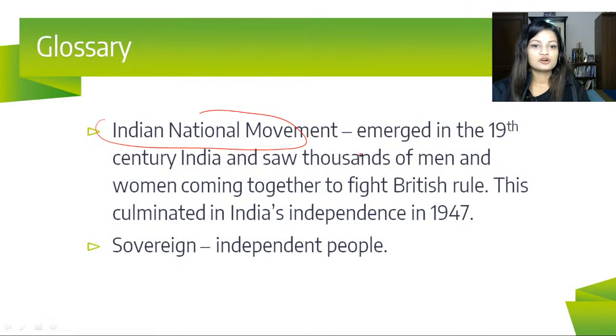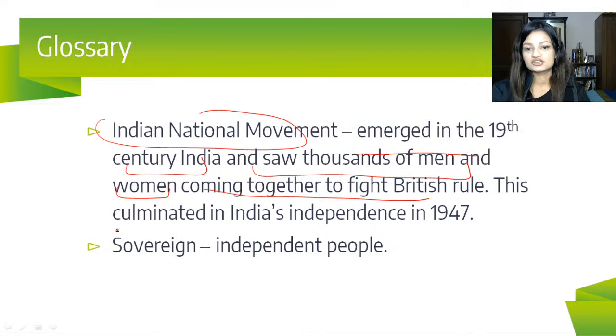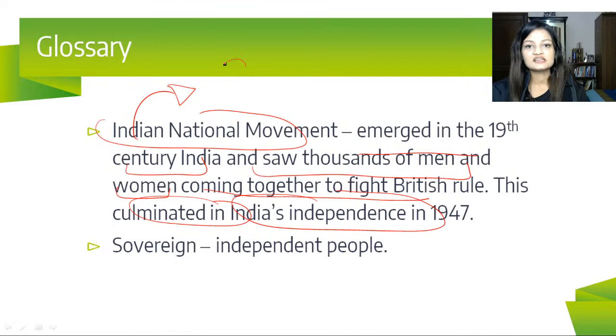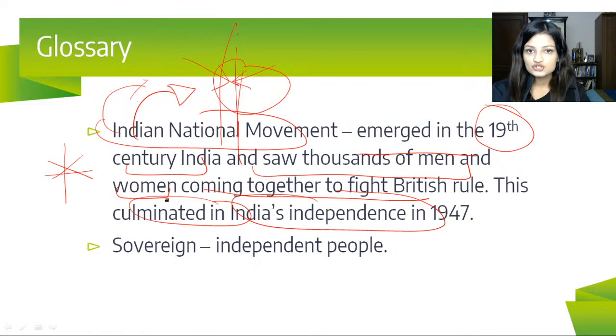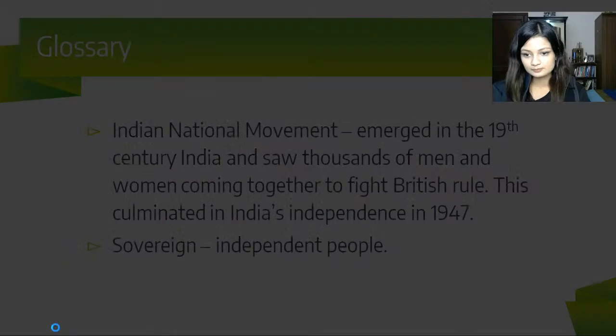Indian national movement emerged in the 19th century India and saw thousands of men and women coming together to fight the British rule. This culminated in India's independence in 1947. तो ये तो हमें पता ही है गाइस, हमें पता है कि इंडिया में फ्रीडम स्ट्रगल हुई थी क्योंकि ब्रिटिशर्स ने कब्जा कर लिया था इंडिया पे, एंड इन ऑर्डर टू गेट रिड ऑफ दोज पीपल वी हैड टू put up a fight, we had to struggle, and that movement was basically called Indian National Movement, and emerge हुई थी वो 19th century में. एंड इस टू गेट रिड ऑफ ब्रिटिशर्स बहुत सारे लोग इकट्ठे होके आए थे और उनने ब्रिटिश रूल के अगेंस्ट फाइट करा था. तो इंडिया it culminated in India's independence in 1947. Sovereign obviously in this chapter would mean independent people.